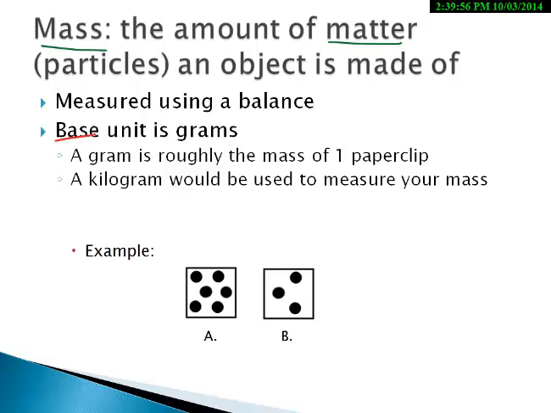Okay, so an example of mass in a particle diagram would be here. And you can see that A has 1, 2, 3, 4, 5, 6 particles. B has only 3 particles. So you could think of A's mass as being 6. Well, B's mass you could think of as being 3. So you would say that A has a greater mass than B because it has more particles.